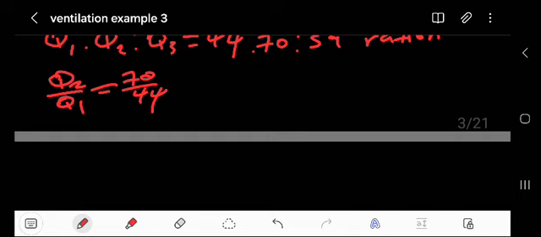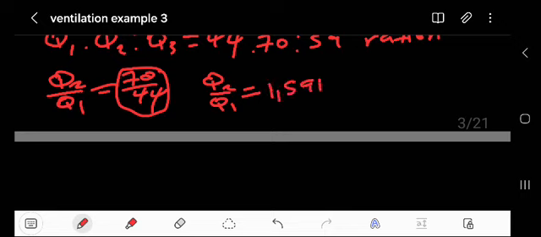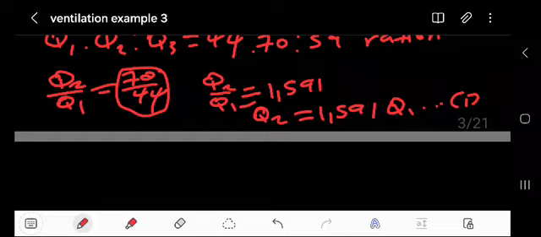If we take these ratios, then Q2 over Q1, if I punch this, simply equals 1.591. Then I make Q2 the subject, or multiply by Q1, so there would be 1.591 multiplied by Q1. So we have this as equation 1.